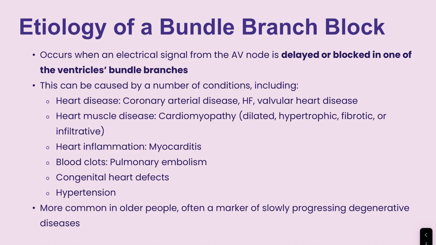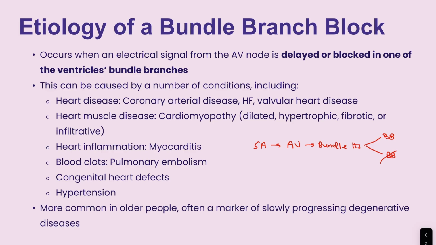So the etiology of a bundle branch block. This occurs when an electrical signal from the AV node is delayed or blocked in one of the ventricle's bundle branches. If we remember our pathway of electrical conduction, we start in our SA node, and then we go to the AV node and the bundle of His, right? And then from the bundle, we go into these left and right bundle branches. Okay, that's where we're getting a block. We're having a signal that's not quite going through here.